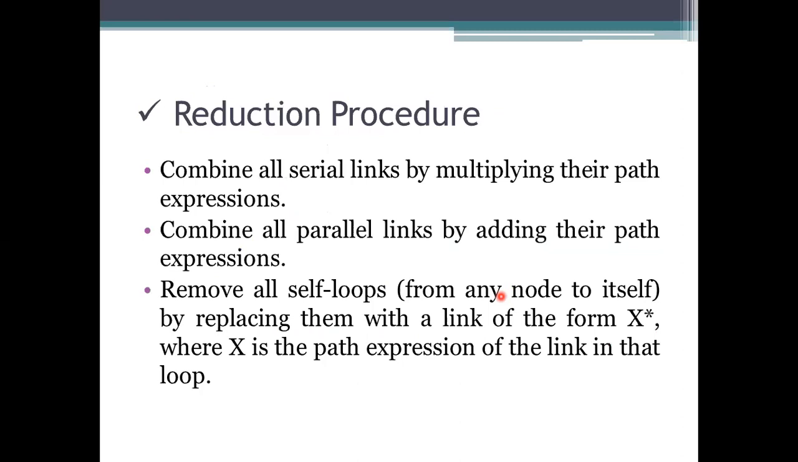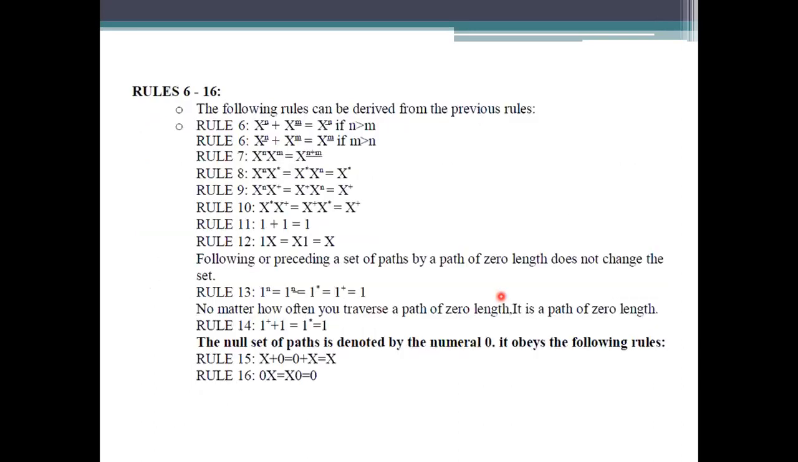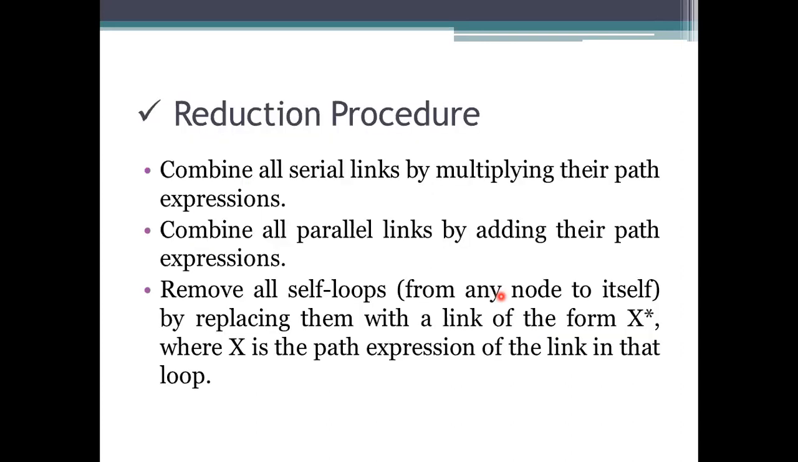And coming to the next one, the reduction procedure for the flow graph. We are having 8 such steps to reduce. To reduce the Boolean expression, we are having 16 rules. To reduce a flow graph representation, we are having 8 such rules or steps. First one is, we need to go for the serial links. We need to combine all the serial links by path product, parallel links by path sum. Self loops will be there. The self loop has to be removed.